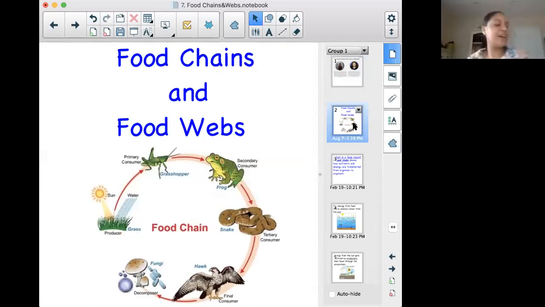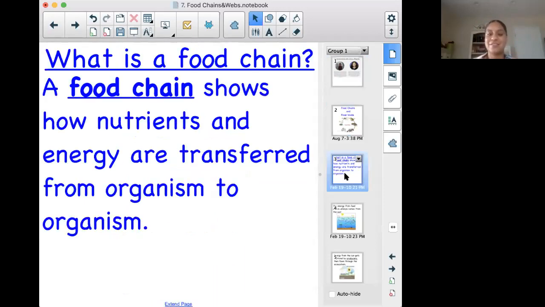Okay, so as Ms. Kwan said, we're going to be discussing food chains and food webs. So to start off, what is a food chain? A food chain shows how nutrients and energy are transferred from organism to organism. Make sure you're writing this in your notebook because we didn't get to this last semester because remember we switched to health.